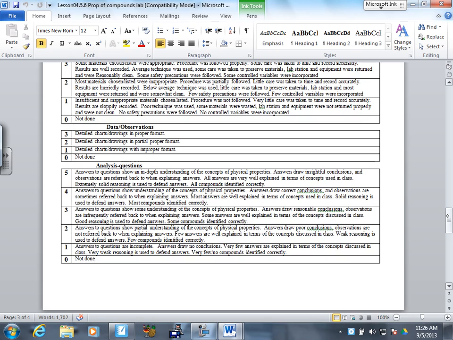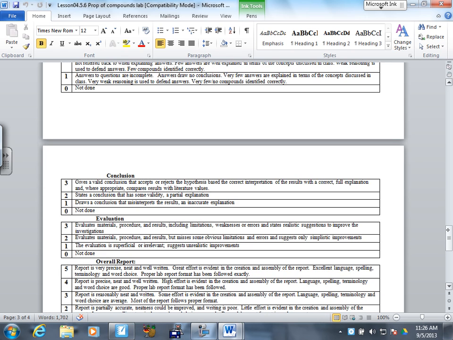3 marks for your data. Is it good? Is it organized? Is it accurate? Your analysis is 5 marks. Sorry, this is an old version. 4 marks for conclusion now, not 3. 3 marks for evaluation, and then the overall quality of your report is 5 marks. Does it go in the right order? Is it easy to follow? Is it neat? Those kinds of things are part of the overall. Everybody good with that?